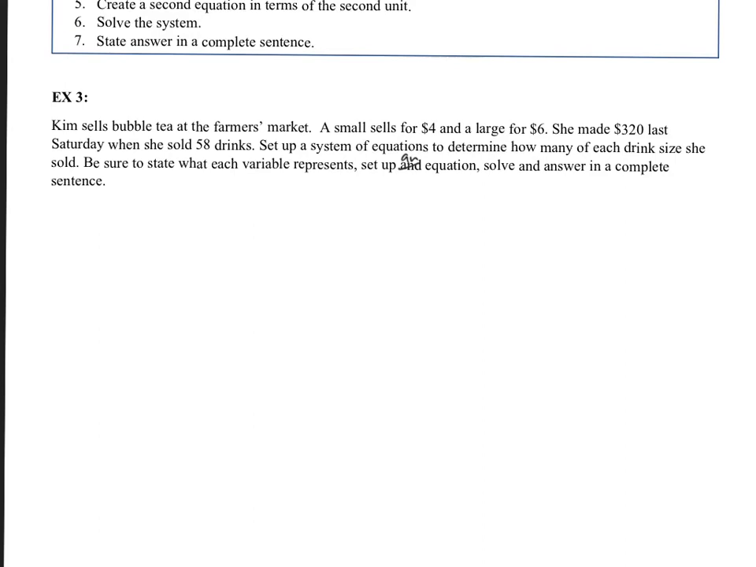Alright, first thing we've got to figure out, what are we trying to find? To determine how many of each drink size she sold. So these are the unknowns. We want to know how many smalls she sold and how many larges she sold. Those are the two variables, the two things we don't know. So let x equal number of smalls. And let's just use x and y, generic. Let y equal number of larges. Okay, so that's our variables.